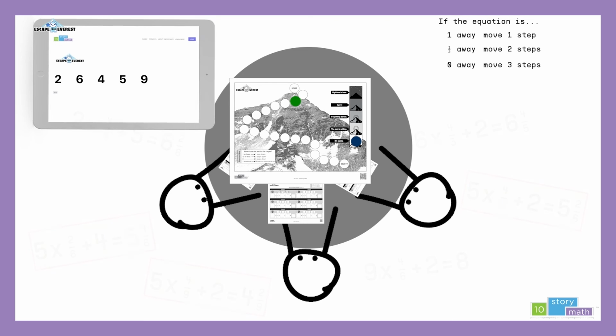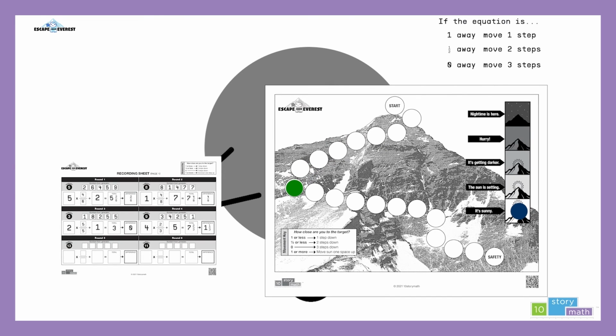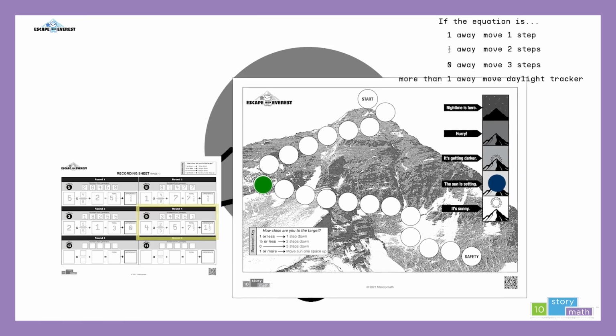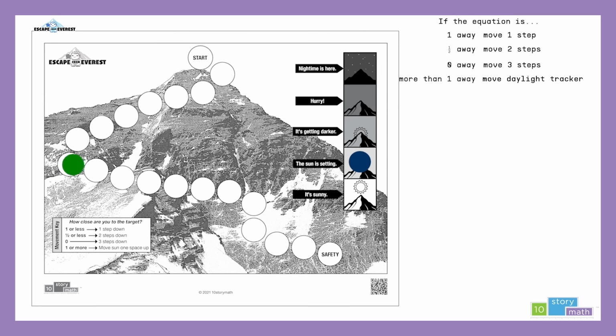If the group isn't able to determine a combination that is within one of the target number, or if it's not possible, like on this team's fourth turn, then it's time to move the daylight tracker. Slide that token up to the next box that says, "The sun is setting." Uh-oh. Continue playing this way, moving in order through the recording sheet. If you reach the end of the recording sheet, just start back at round 1.